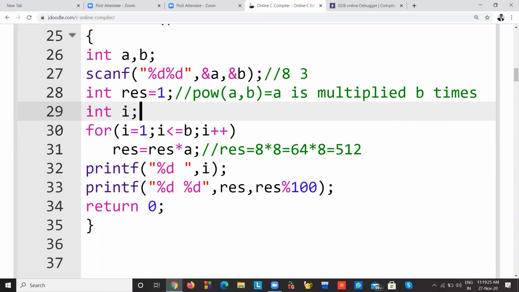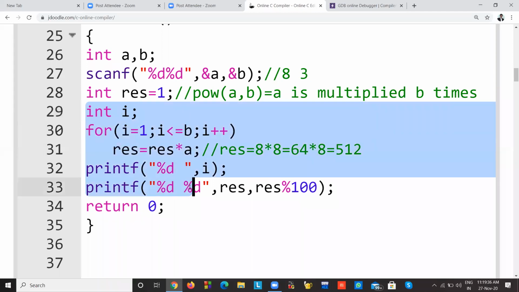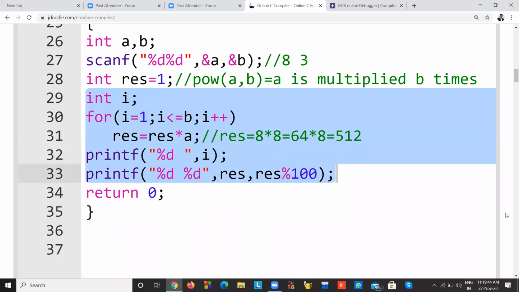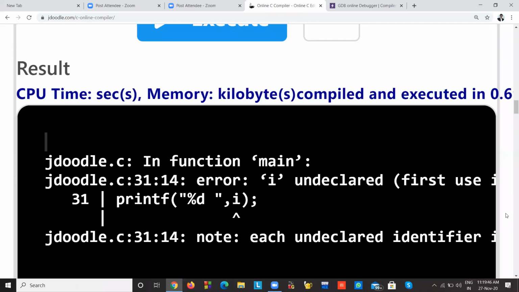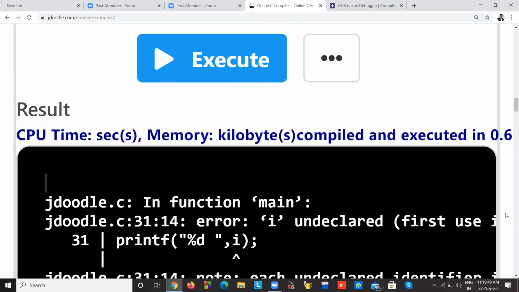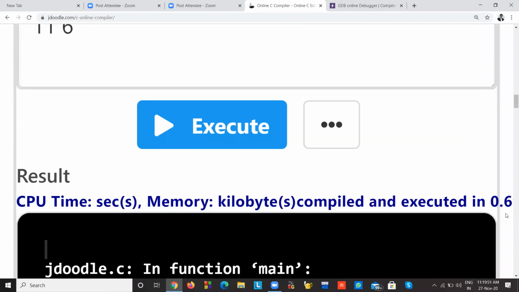We are declaring I at line 29, and it is not within a loop, it is an independent statement. So from line 29, anywhere we can use the variable I, and anywhere we can print it, no problem. So now this error message will be cleared.